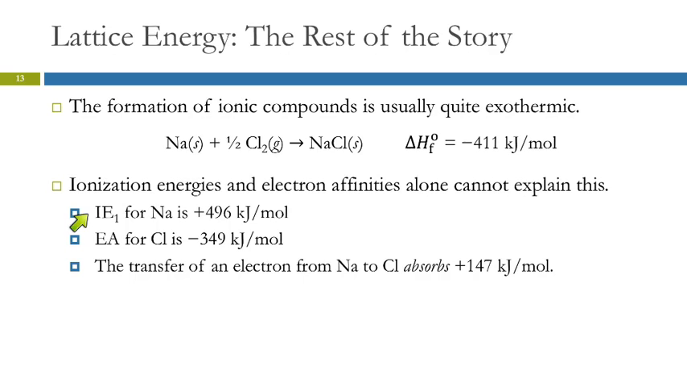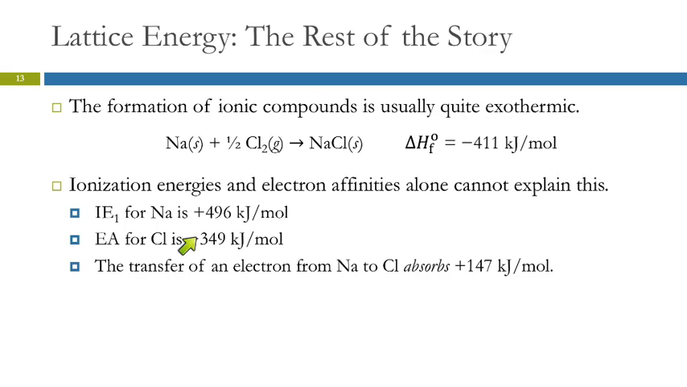Well, we can look at the ionization energy for sodium. This is the amount of energy needed to take an electron from the sodium, because that's what's happening. The sodium is losing an electron, the chlorine is gaining an electron. So we have to give the sodium 496 kilojoules for every mole. The electron affinity for chlorine is -349. For 1 mole of chlorine atoms, if you give each of them an electron, it releases 349 kilojoules of energy.